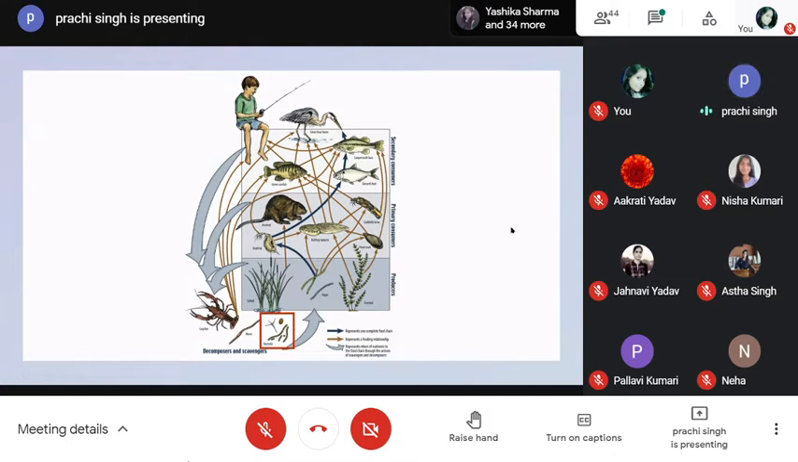Any doubt? Okay, so if you are asked about an aquatic ecosystem, you will classify the aquatic ecosystem, define the layers, and then tell about the different species at the producer level, primary consumer, secondary consumer, and tertiary consumer levels. Is it clear, beta?